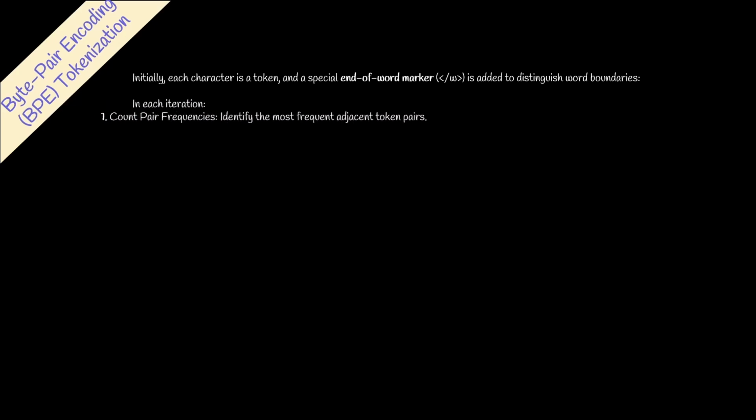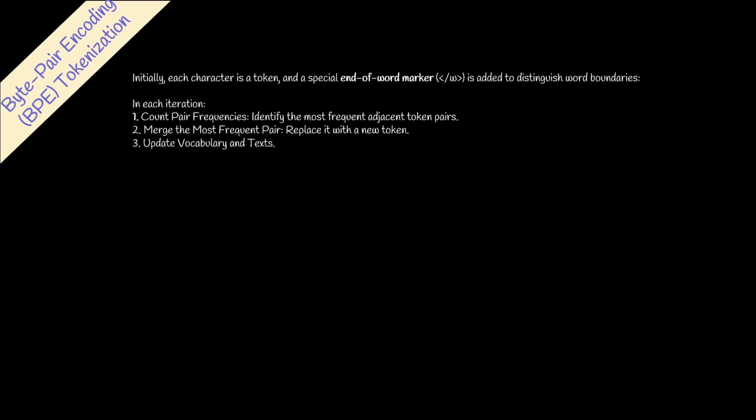So what we try to find here is the most frequent adjacent token pairs. Now we'll merge the most frequent pair and replace it with a new token. Then we'll update the vocabulary and the text, and we'll repeat these three steps until the desired vocabulary size or number of merges is reached. So basically when the merge condition is reached, then we'll stop it.